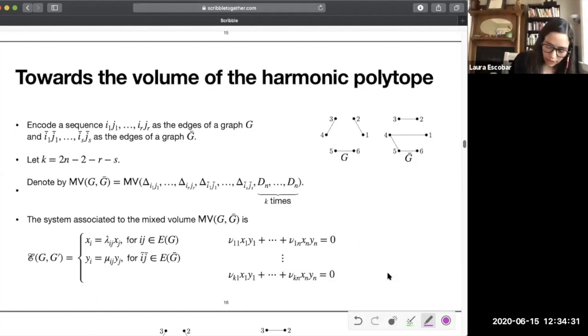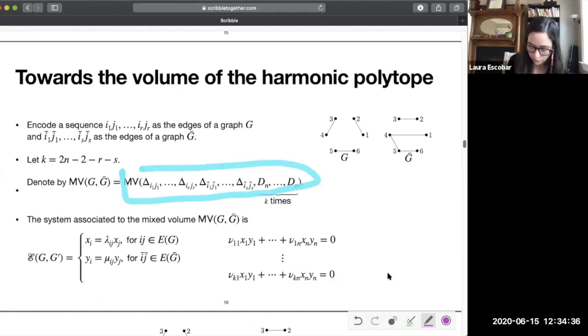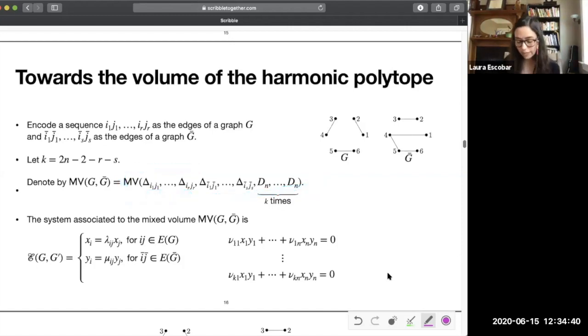So remember, we were looking at our mixed volumes, I rewrote it over here. Our mixed volumes were of this form, so we had a sequence of R pairs, and we had a sequence of S pairs, and we're gonna encode them in a graph. So this is gonna correspond to delta 1,2, delta 3,4, delta 5,6. So each pair is gonna give us an edge of the graph. And here I introduced this notation before, but I hadn't explained it.